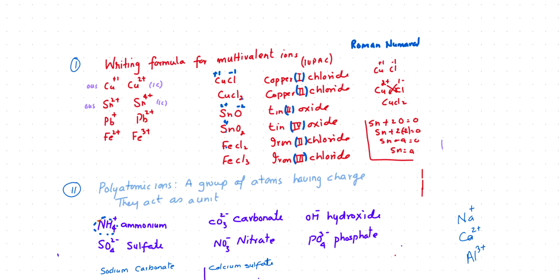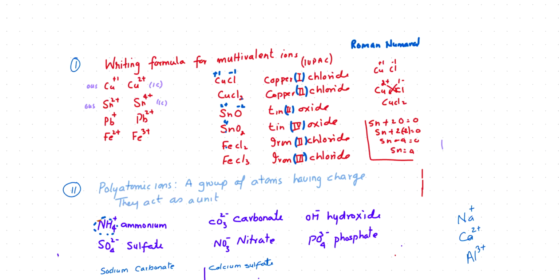Today in this video you will see how to write formulas for multivalent ions. Transition metals like copper, tin, lead, iron, etc. have the property of showing more than one valency. In some compounds copper is +1, in some compounds it is +2. Similarly, Sn in some compounds is +2 and in others +4. Lead also has +1 and +2. So they have different valencies.